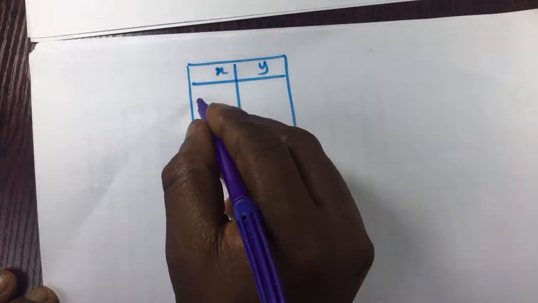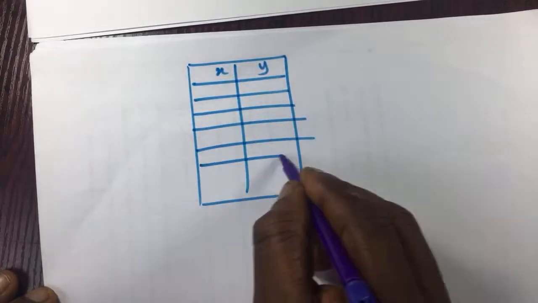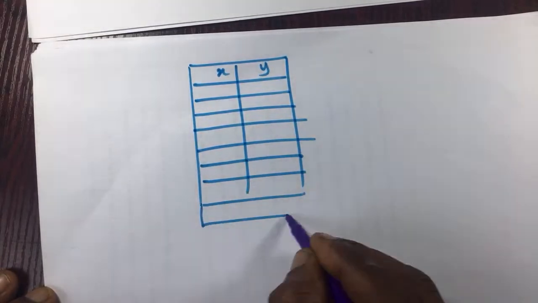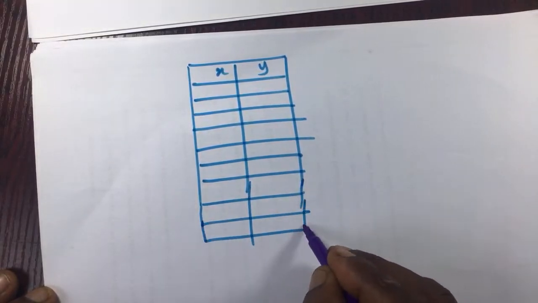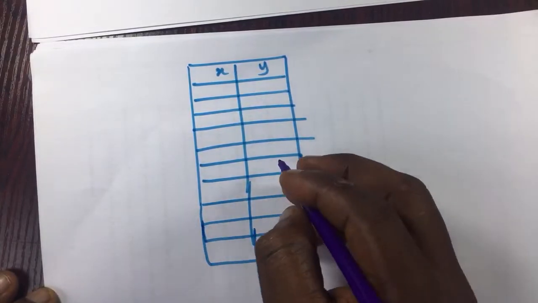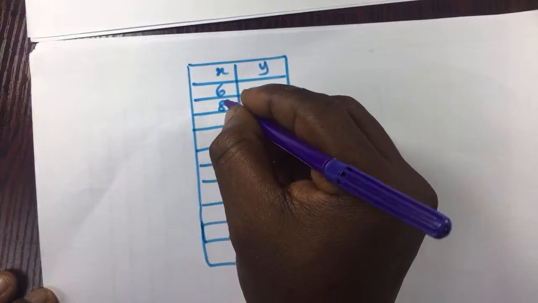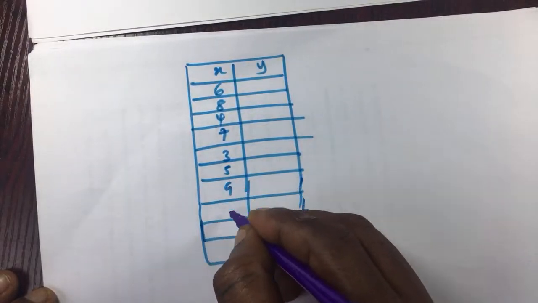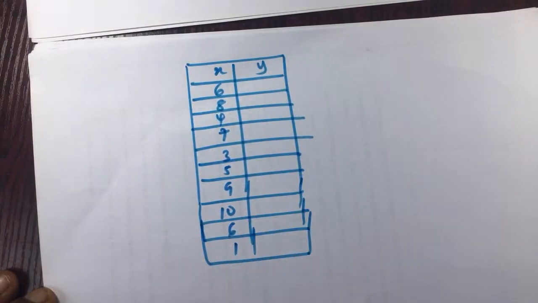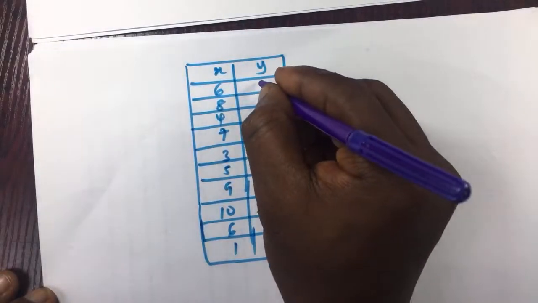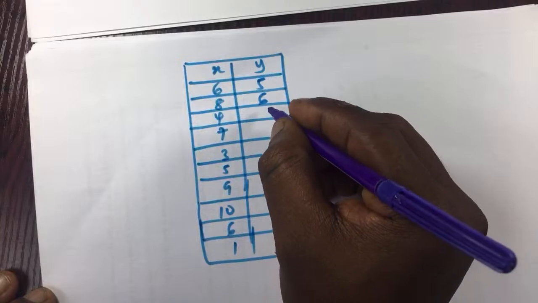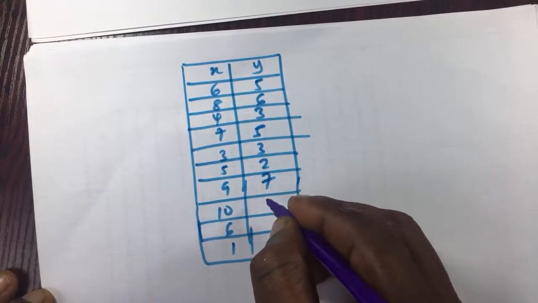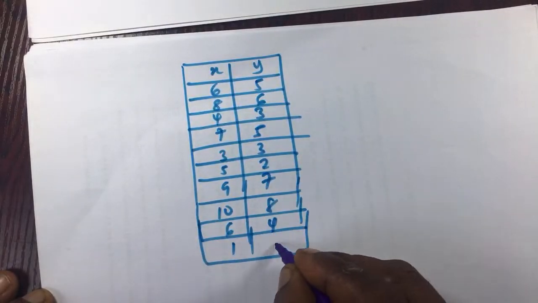So you were given this x and y: 1, 2, 3, 4, 5, 6, 7, 8, 9, and then 10. And you were given the values 6, 8, 4, 7, 3, 5, 9, 10, 6, and 1 under x. Let's take values under y. Let's say we have 5, 6, 3, 5 and 3. Let's say we also have 2, 7, then 8, 4, and then 2.